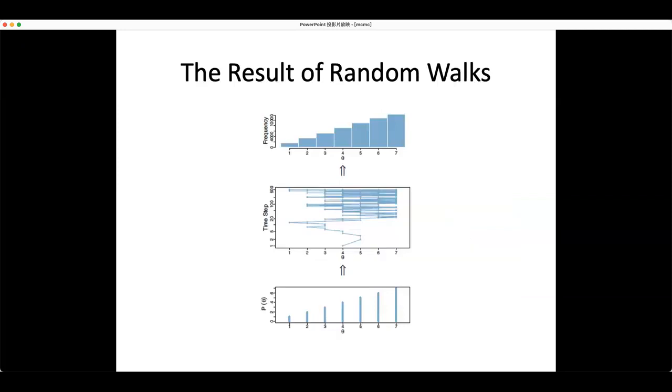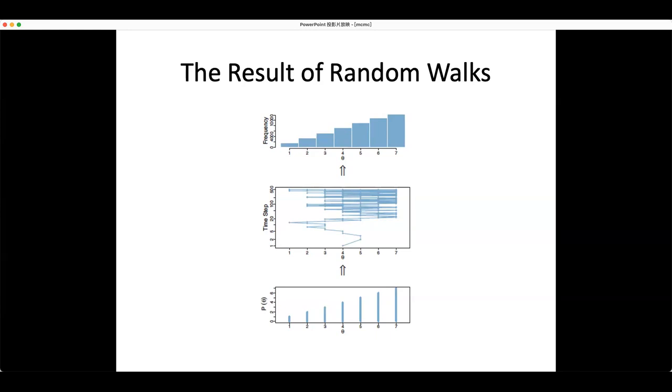This random process, even though we use a heuristic to decide to move left or move right, eventually we are able to get more samples from the more populated place, which is the seventh island, and fewer samples from the less populated island, for example the first island, naturally, right?